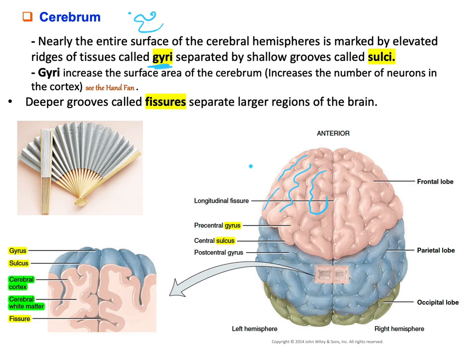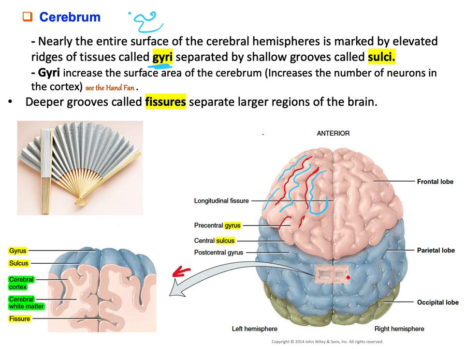Folded, convoluted structure. But if you look again at these gyri, you will see that they are separated by shallow grooves. This one, shallow grooves. That means not deep. We call them sulcus, and this is sulcus, and this is sulcus. So all of these are sulci. So you have gyri separated mainly, but not completely, of course, by sulci.